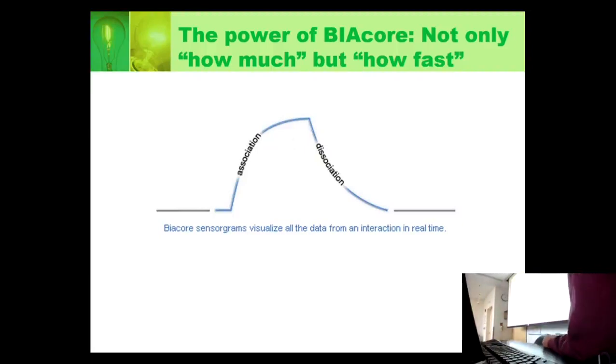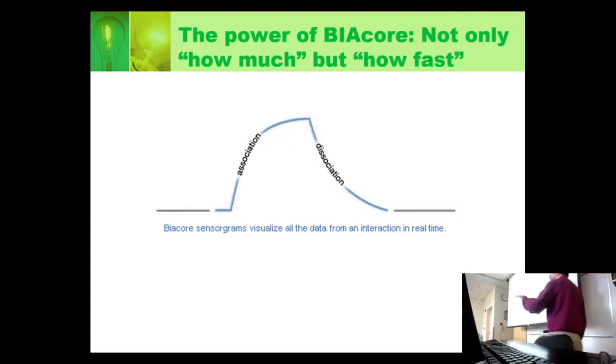So the power of BIAcore is that it tells you the amount of mass in real time that's associated with your surface. That means that you don't just see how high the mass is, but you see how fast it's curving up to its maximum. And then you stop injecting it and you watch it fall off, and so you watch it dissociate. So that's the cool thing about BIAcore.